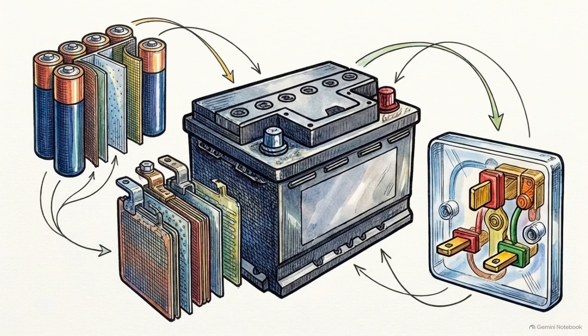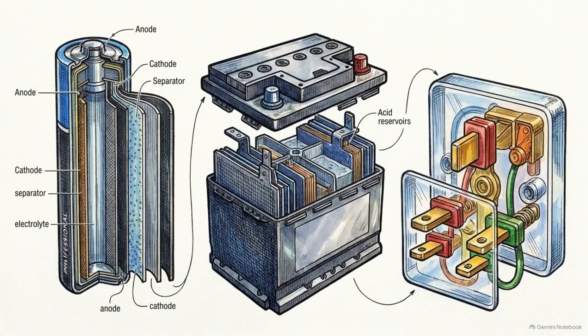We represent voltage with the symbol V, and we measure it in volts. You see this everywhere. A standard household AA cell supplies 1.5 volts. A car battery runs on 12 volts, and your domestic AC wall supply provides 230 volts.